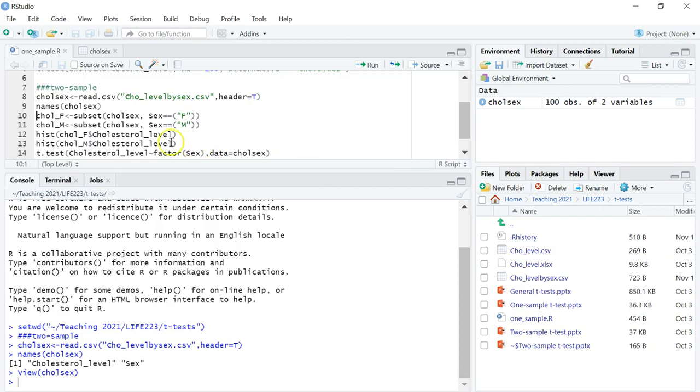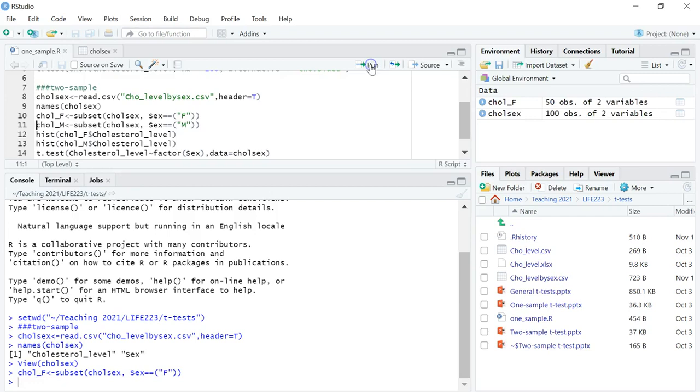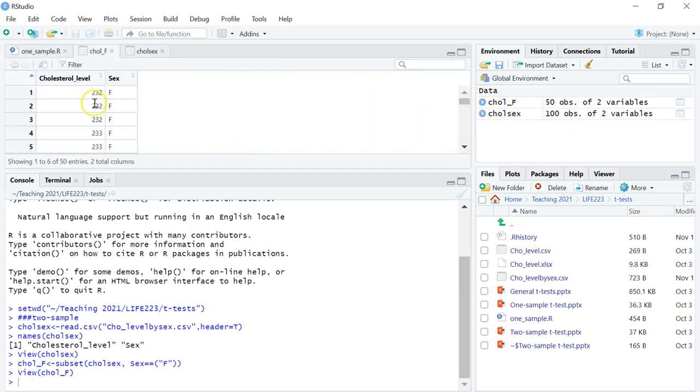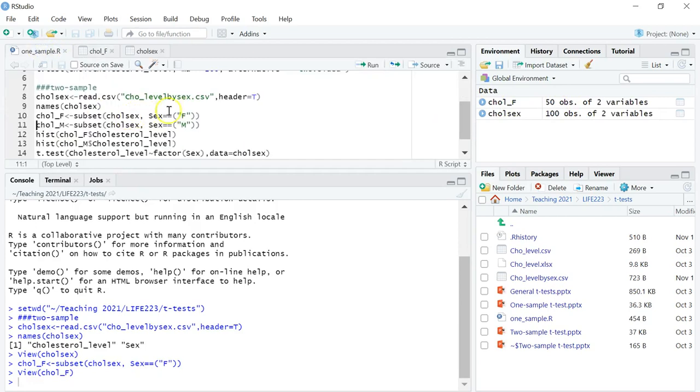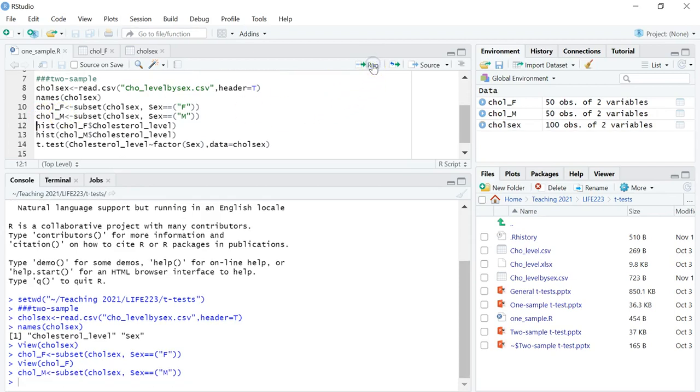First of all, I'm going to subset them. So I'm going to subset them into cholesterol female, subset that col-sex, and I want it for where the sex equals female. So run that and you can see, yes, I've got 50 observations. If I have a quick look, they're all female. So that seems to have done the job. And I'm just going to do the same again, but subset out the males. So I'm going to do that, about 50 observations.